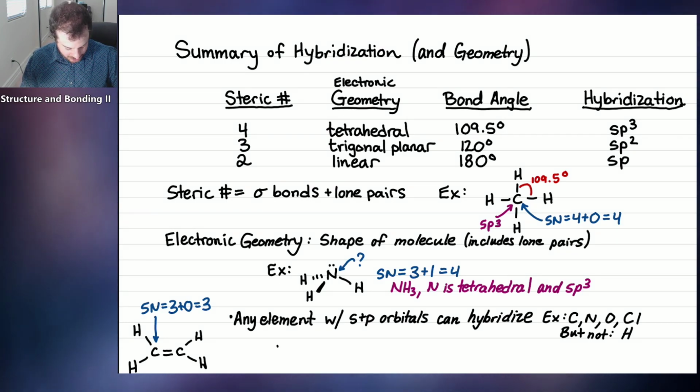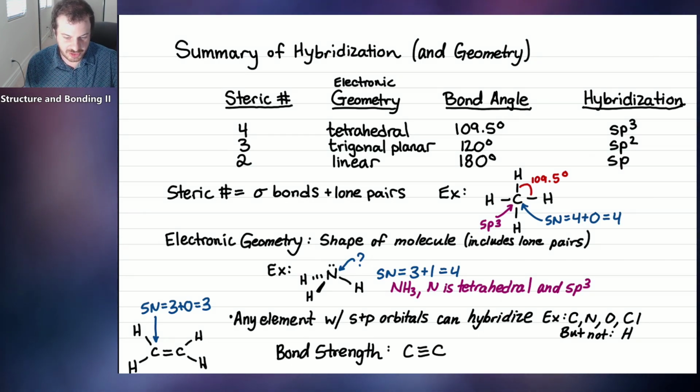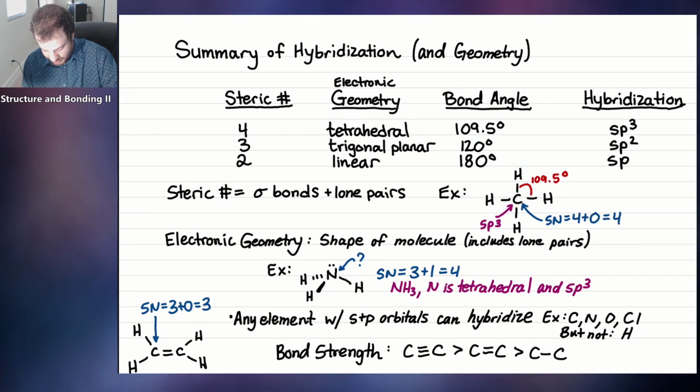And one last thing I'll mention, I lied. I said there was going to be one last thing, but I do want to mention one thing here, which is bond strength. I know this is kind of out of place, but a triple bond, just like you would expect, is stronger than a double bond, which is stronger than a single bond. So just be aware of that. Bond strength trends: triple is stronger than double, which is stronger than single, just like you would expect.